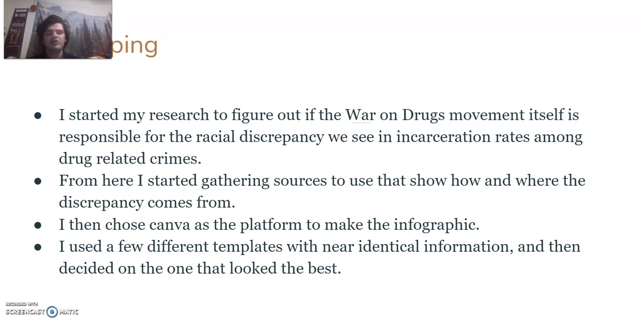I chose Canva for my infographic platform and started to use varying templates for my information to see which one my information looked the best on. After finally choosing a layout, I began to add clip art images and graphs to attempt to show the racial discrepancy.